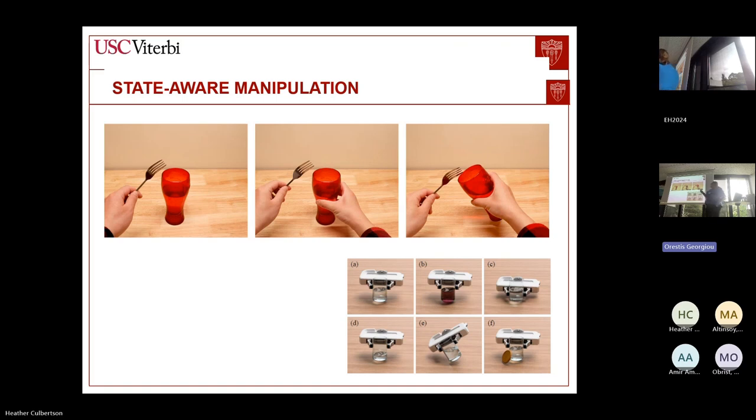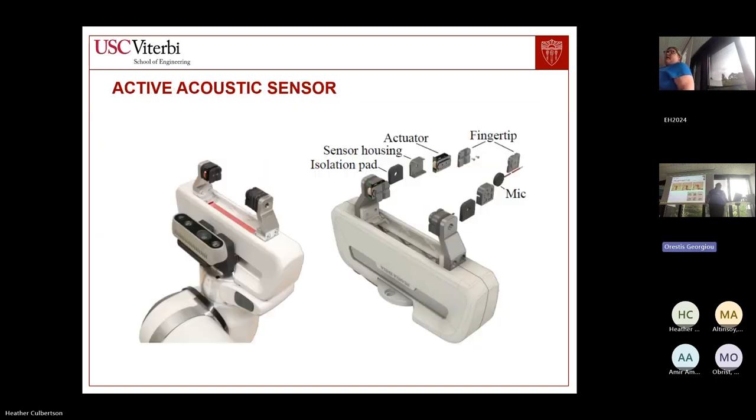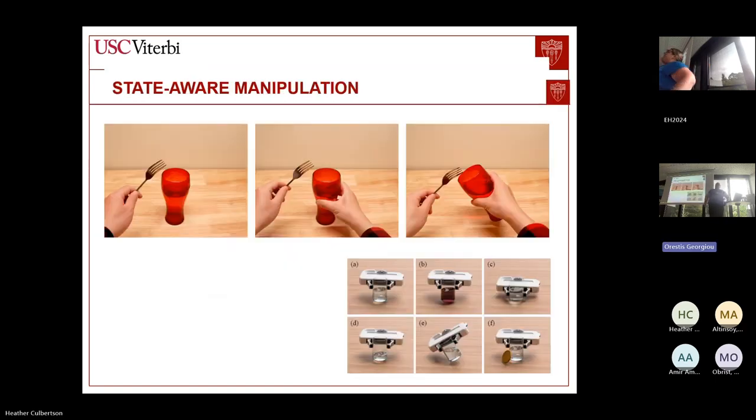Similarly, what we would do as humans is tap on the object to tell how full the glass is. Is the glass in contact with the surface? Is it tilted? Am I holding the glass? Now, when we're talking about robots, sorry, the sound's not working, but we can do something very similar as well.